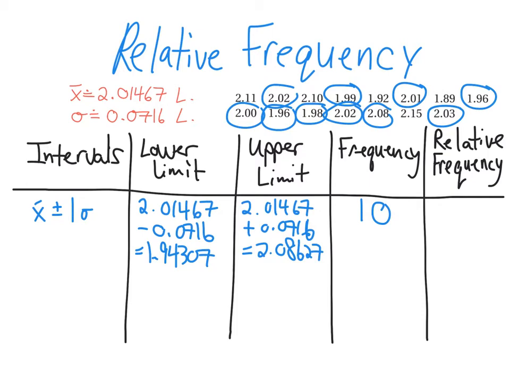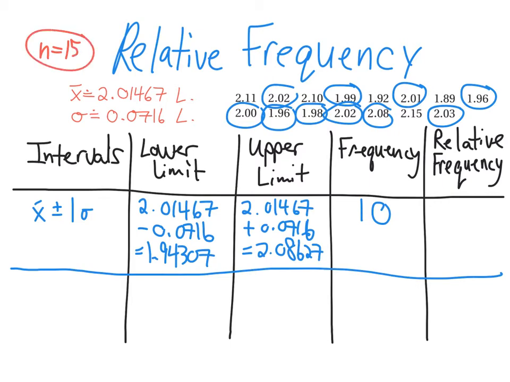And we're going to wait for the relative frequency. Actually, we could calculate that now. We know that the sample size is 15 from the previous video, and from counting the data set. There's a sample size of 15. So the relative frequency for this first interval, which is 1 standard deviation above and 1 standard deviation below the mean, is a relative frequency of 10 out of 15, which is approximately 67% of the data set, approximately.